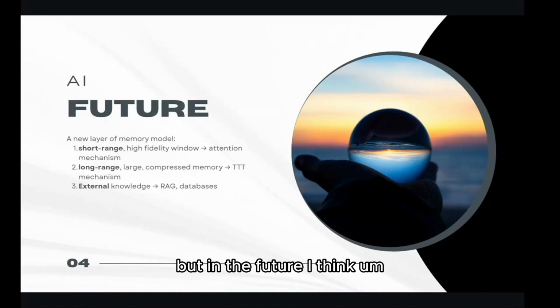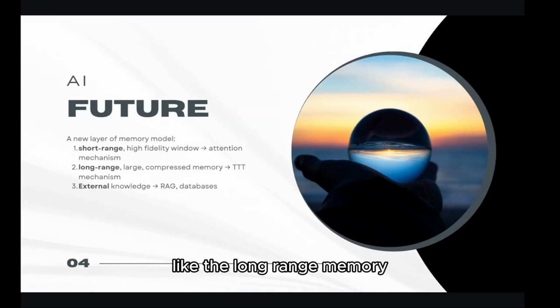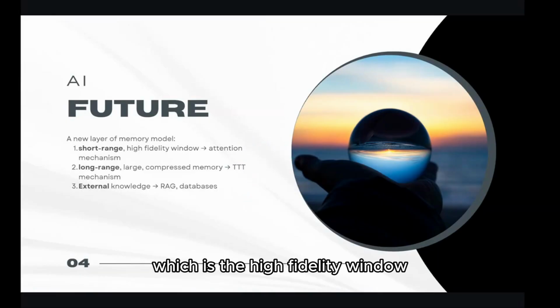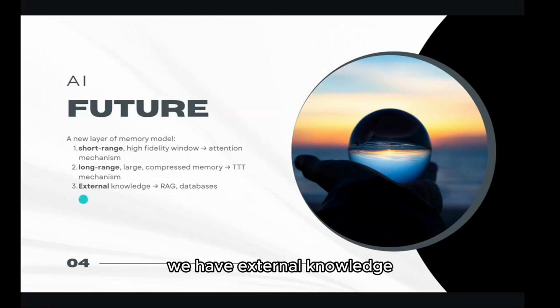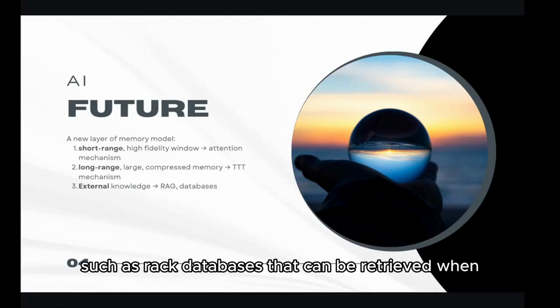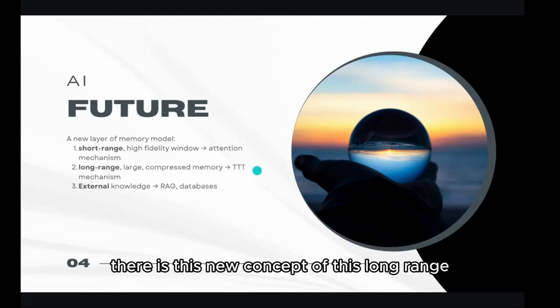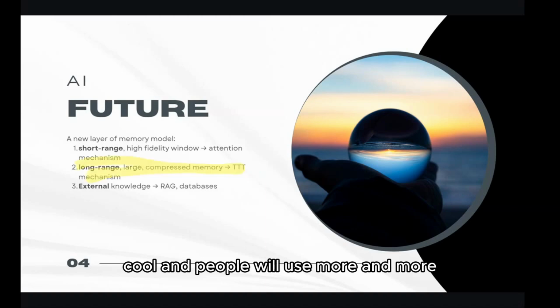But in the future, I think this is just the beginning of long-range memory. I would say there are 3 types of memory now. We have the short range, which is the high-fidelity window attention mechanism, the normal LLM that we have right now. We have external knowledge such as RAG databases that can be retrieved once we need it. However, I think there is this new concept of long-range, large compressed memory, which I think is cool, and people will use it more and more.